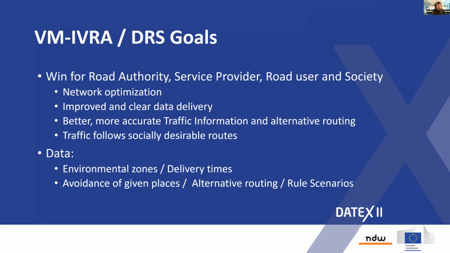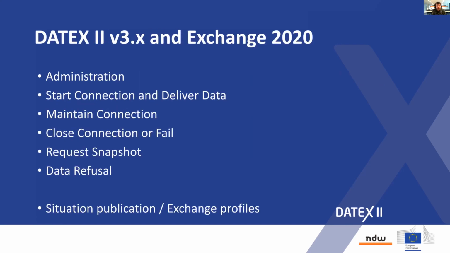So the data that's there, that was on the last page as well. So that's a real quick thing. DATEX version 3 and Exchange 2020. Well, we of course have a situation publication. I'm going to start at the bottom now. We have a situation publication because it's the data about situations on the road. And we made an Exchange profile, which I can show as well, I think. Let's see where it is. Put it in the background. You should be able to see it now.